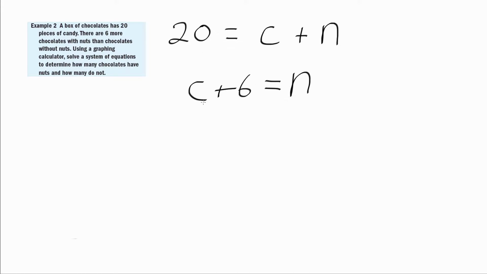Okay, so I've got 2 equations. I need to put them in an f of x form or a y equals form so I can have a system of equations that I can enter into the calculator. This is a system of equations. It's just not in a form that I can enter into the graphing calculator. For this one, the second one, C plus 6 equals n, that's in a form I can use because I've got it in the n. If n is my y value or my function value, then I can use that.